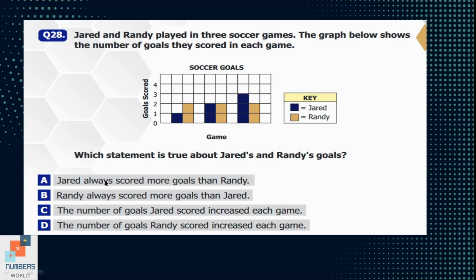Option A is Jared always scored more goals than Randy. That is wrong because in game 1, his score is less than Randy. Option B is Randy always scored more goals than Jared. It's also incorrect because in third game, Jared scored more than Randy. Option C is that number of goals Jared scored increased each game. That is actually true because in the first game it was 1 goal, in second 2 goals, and in the third game he scored 3 goals. Option D is the number of goals Randy scored increased each game. That is all wrong because the number of goals he scored remained constant in all 3 games. So option C is the correct one.